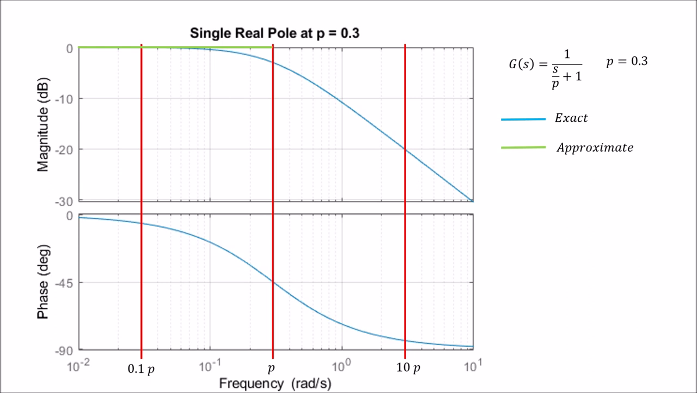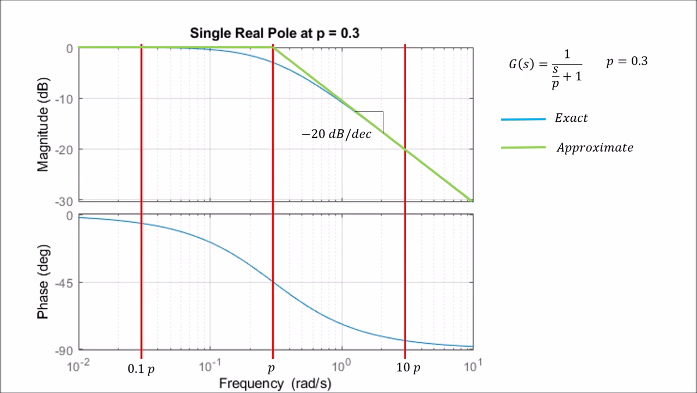Then when you reach the break frequency of P, you start descending linearly on the Bode plot with a slope of minus 20 decibels per decade. I don't know if you can see my mouse here, but I'm trying to show the discrepancy. The major error actually occurs at the break frequency, where we have the most difference between our green approximation and the blue exact solution. But overall, that's pretty good. I think the green line approximates the blue line quite well.